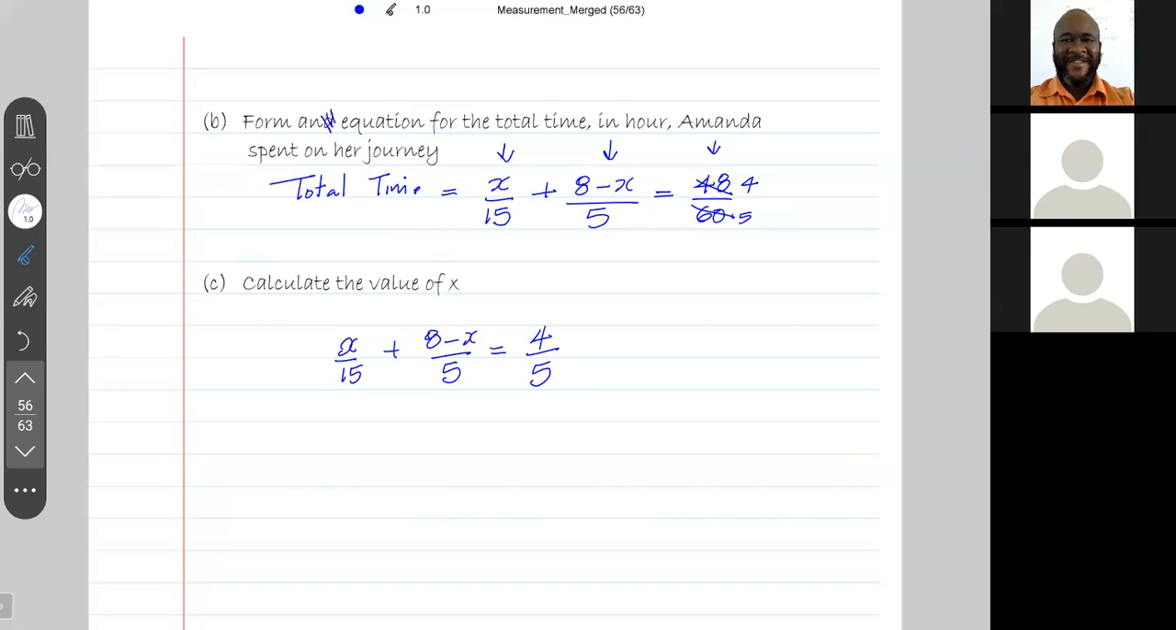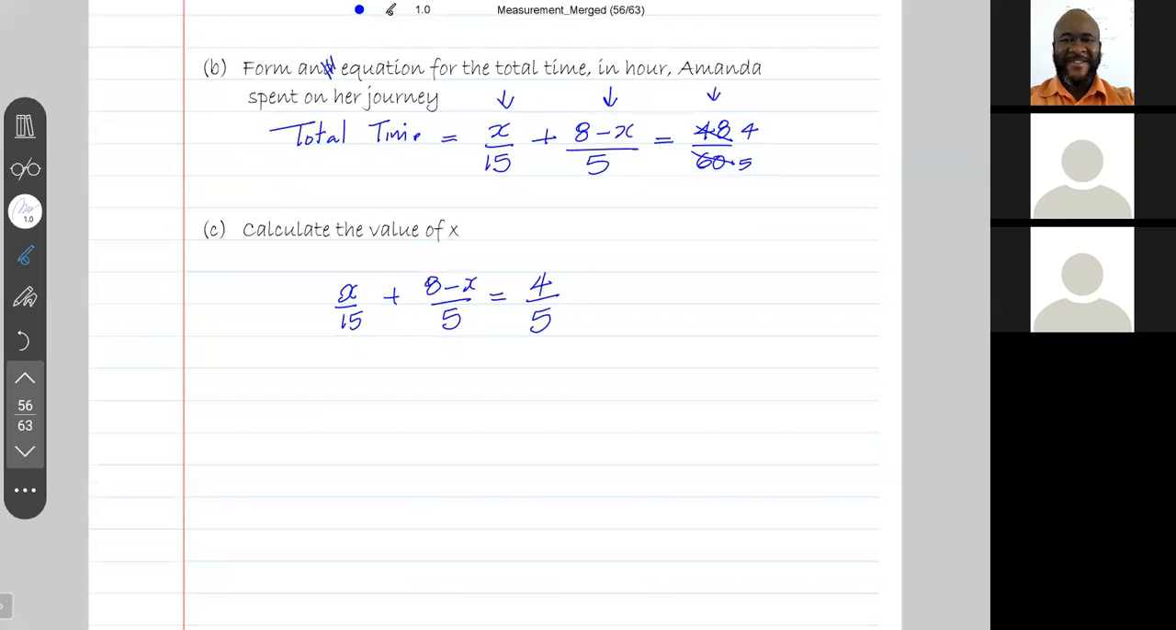Ladies and gentlemen, let us focus because we can do this. If I have an equation with fractions, the first thing I need to do is to get rid of the fractions. One way to do that is to find the LCM, use the LCM, and then discard the LCM. The LCM here is 15. 15 into 15 is 1. 1 times x is x. 5 into 15 is 3. 3 times the numerator.